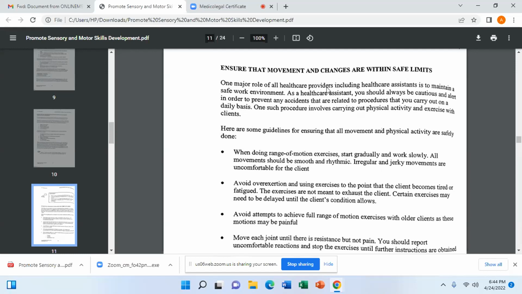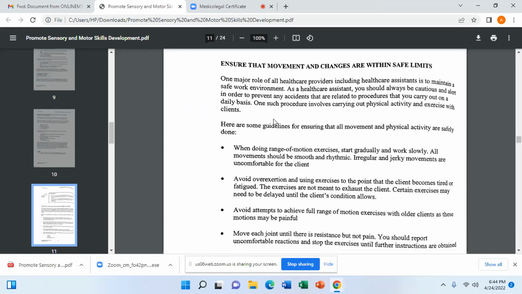They say a major role of the healthcare provider, including healthcare assistants, is to maintain a safe work environment. You should always be cautious and alert in order to prevent any accidents from occurring. And one such procedure involves carrying out physical activity and exercise with the client.